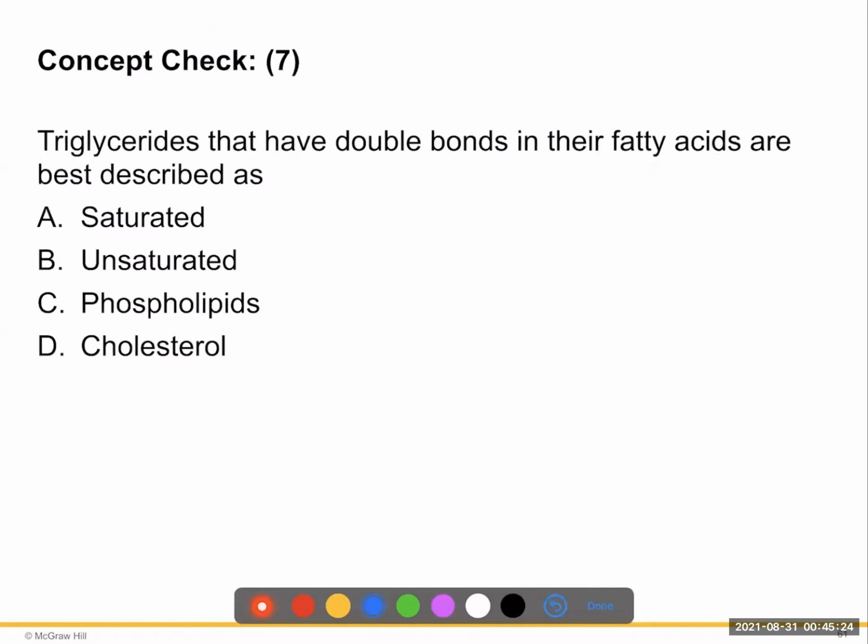All right, so triglycerides that have double bonds in the fatty acids are best described as saturated, unsaturated, phospholipids, or cholesterol? Unsaturated. They would be unsaturated. You got it, perfect. Because they still have space to add hydrogen to them from that double bond.